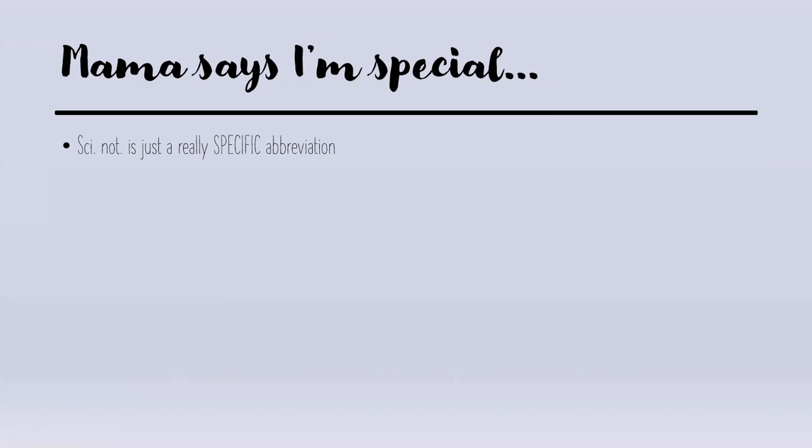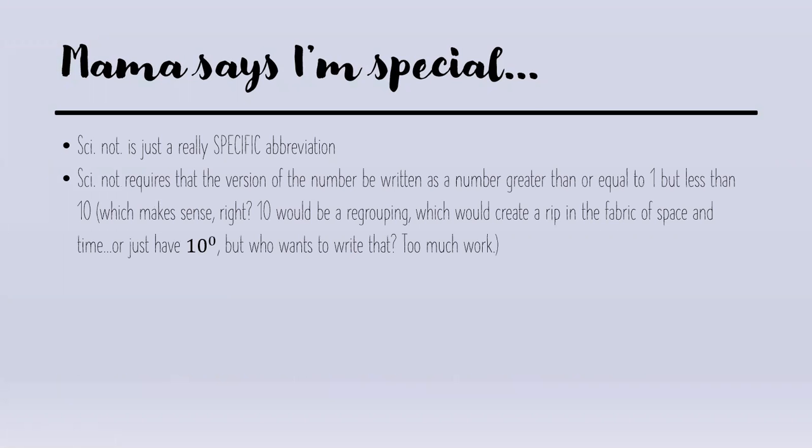Okay, so when we talk about scientific notation, it's still just an abbreviation with a power of 10. We've just rewritten a number, but it's a very specific type of abbreviation. It's very special, and the reason it's special is because it has rules. The number that you're multiplying by your power of 10 has to be within 1 and less than 10. This makes sense because if you have a power of 10, then it becomes a new place value.